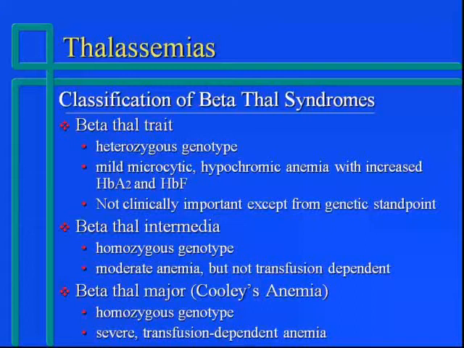Then in the middle is beta thalassemia intermedia. This is a homozygous genotype with moderate anemia, but not severe enough that the patient requires red blood cell transfusion. And then there is the most severe form, beta thalassemia major, also called Cooley's anemia. This is also a homozygous genotype, with severe transfusion-dependent anemia.